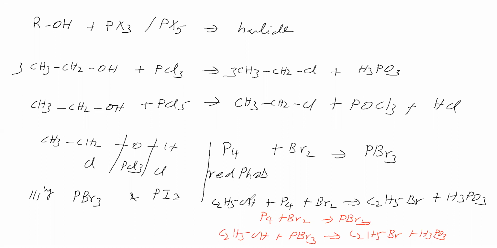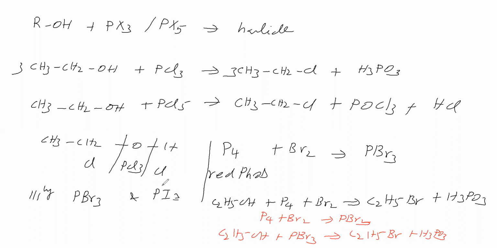So to convert ethyl alcohol into ethyl bromide, we take ethyl alcohol and add red phosphorus and bromine. Then red phosphorus reacts with bromine to give PBr3, which reacts with ethanol to give ethyl bromide.